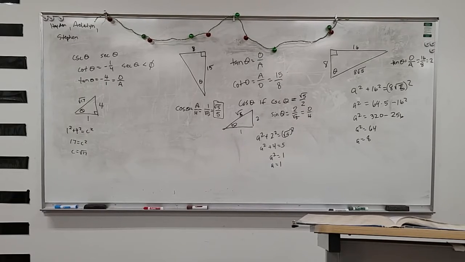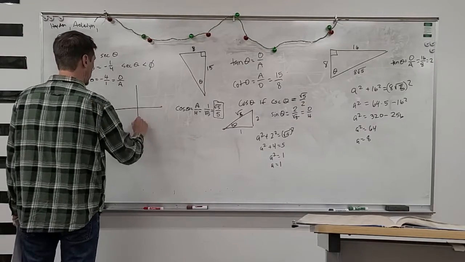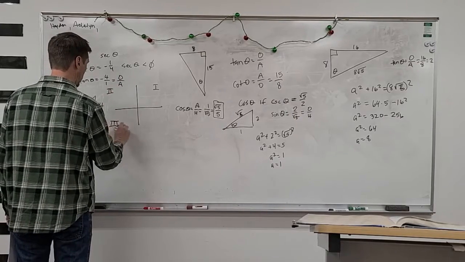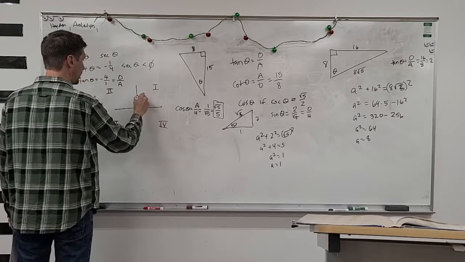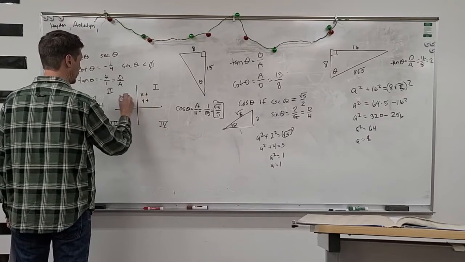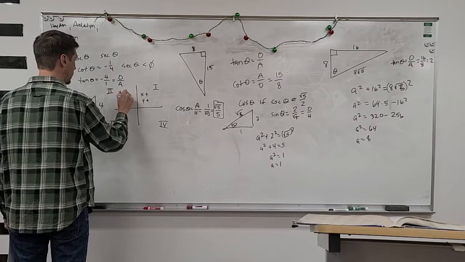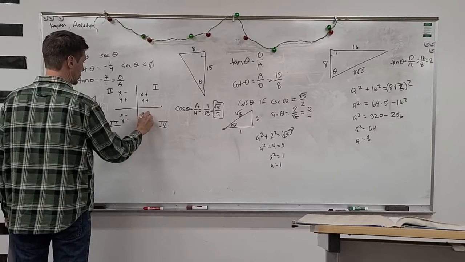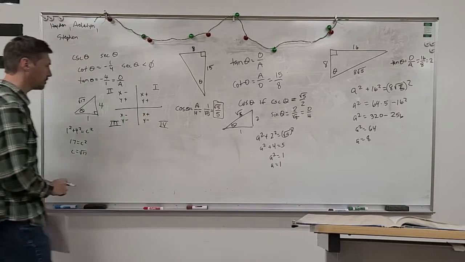All right, so now they tell us, why do they tell us that the secant of theta is less than 0? They tell us that so we'll be able to determine what quadrant we're in. All right, so let's think about that for a second. This is quadrant 1, 2, 3, 4. And what we know here is that x is positive, y is positive. X is negative, y is positive. X is negative, y is negative, and x is positive and y is negative, right?